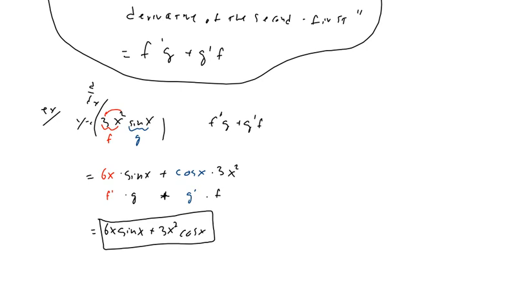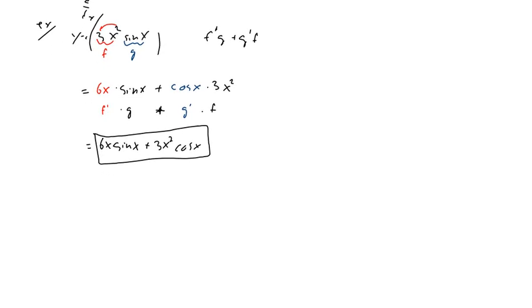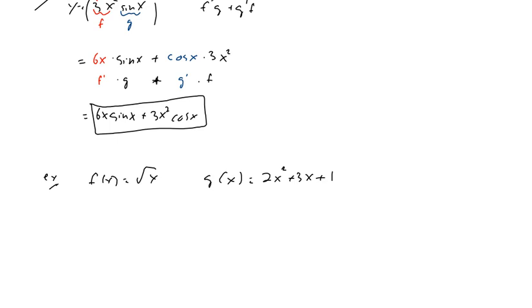Okay. Let's try it one more time. What if I have a function f of x is square root x and g of x is, let's call it 2x squared plus 3x plus 1. And I want you to find the derivative of f of x times g of x.